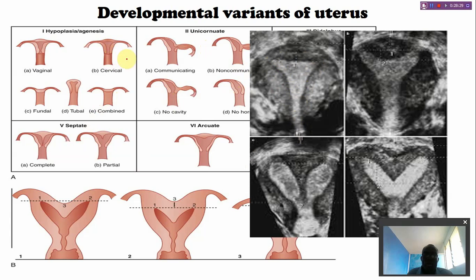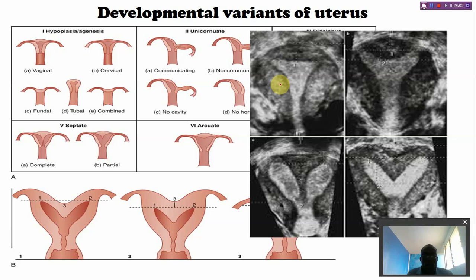Here you can see a typical example of this, which is the cervical variant of the uterus. You can see what we term as fundal, tubal, or combined. Here there's no cavity, no endometrium, no horn. There's only a right horn, no left horn of the fallopian tube. This one is a combined one, with aplasia or agenesis of other parts of the uterus.